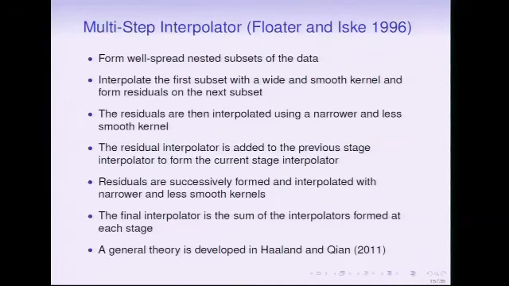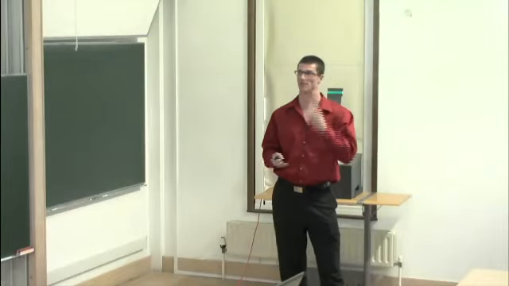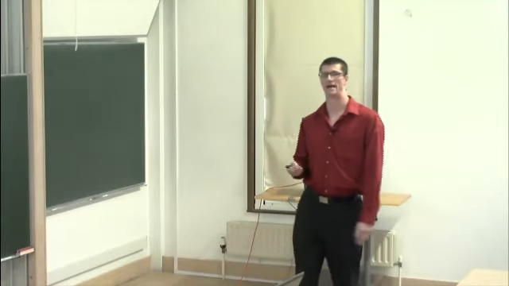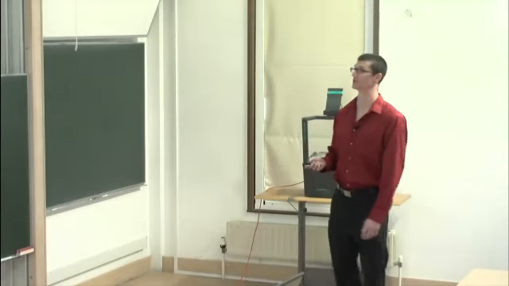So yeah, interpolate the first subset using a wide, smooth kernel, form residuals, and then interpolate the residuals using something less smooth and more narrow. And you could do this a lot of times. It doesn't have to be 2 stages. It could be, I think I use capital J, my number of stages.